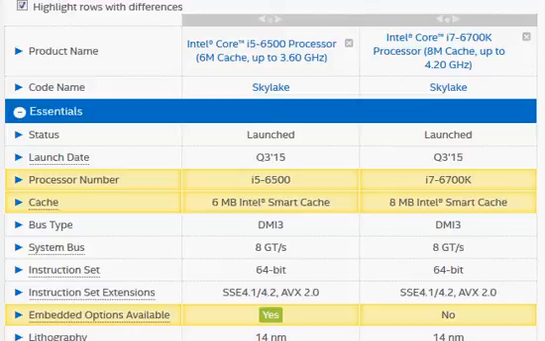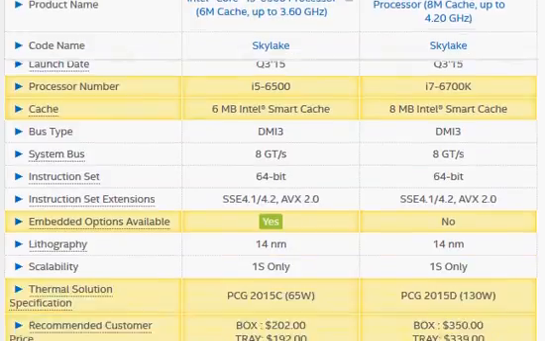Let's compare Intel's Core i5-6500 with the top of the line i7-6700K. These are recently launched processors from Intel, both belonging to the Skylake family. So let's see what makes them different. Of course, the Core i7-6700K is faster, but to what extent?